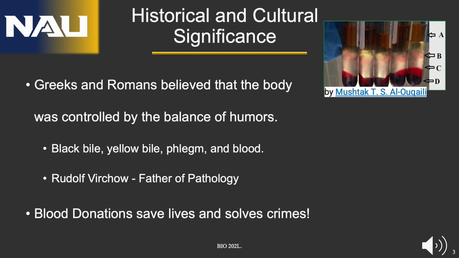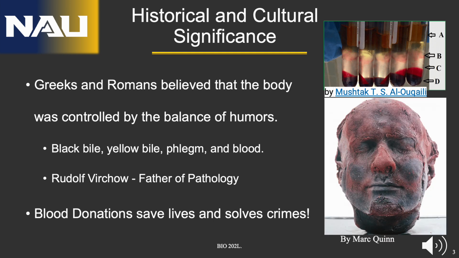This theory persisted until the mid-1800s, when it was debunked by Rudolf Virchow. Virchow is known as the father of pathology, and he is worth reading about. Today, blood is used in numerous vital applications. It saves lives through donation, aids in archaeological studies, solves crimes, and is even used in artwork. For example, contemporary artist Marc Quinn created a self-sculpture using 10 pints of his own blood.